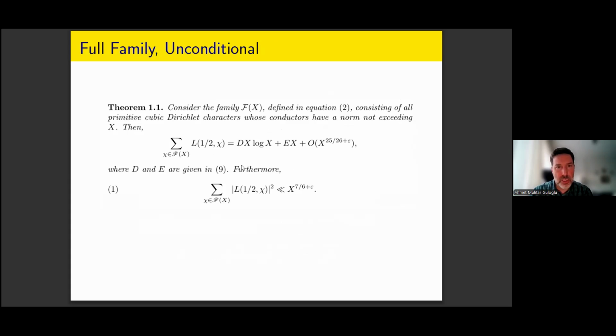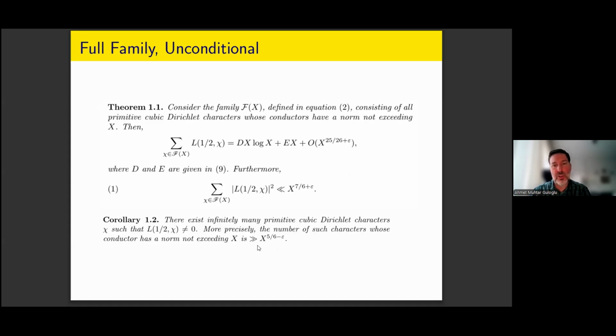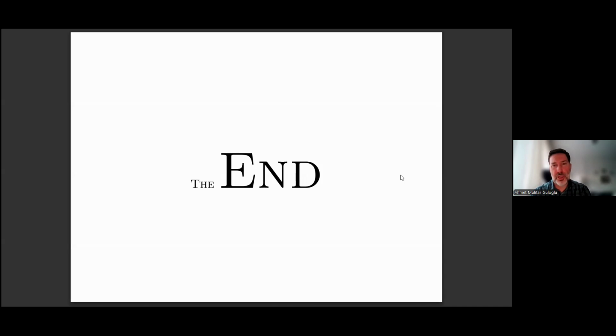This is unconditional, as I said, for the full family. I get an asymptotic formula for the first moment. For the second moment, I get an upper bound. As you can see, this is larger than 1. So the size is x log x, and this is larger than 1. So you won't get a positive proportion for sure, but you will get an infinite number. In other words, compared to the size of x, you will get this many L functions which are not vanishing. Okay, that's supposed to be the end of it.